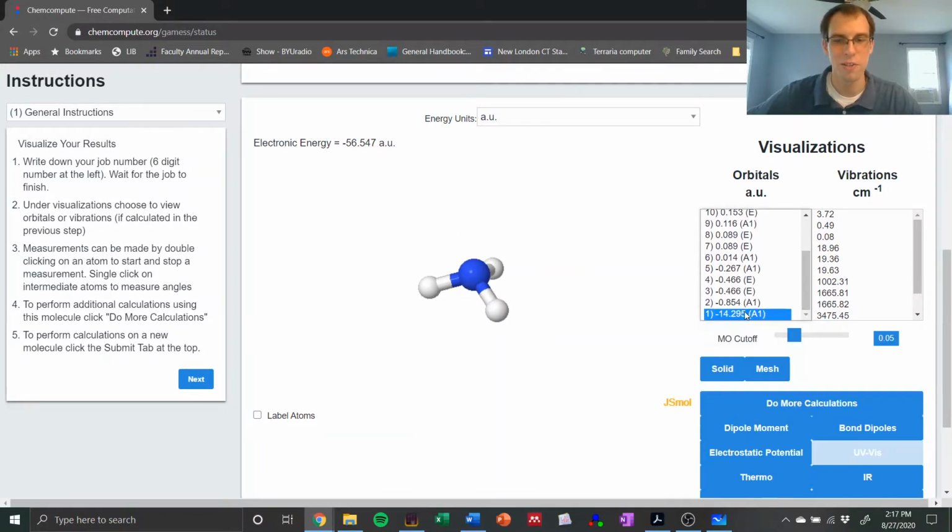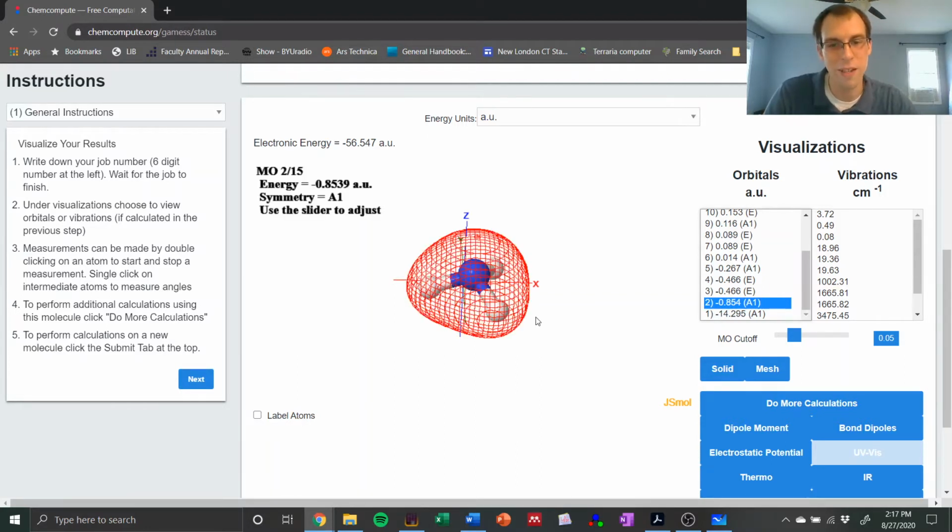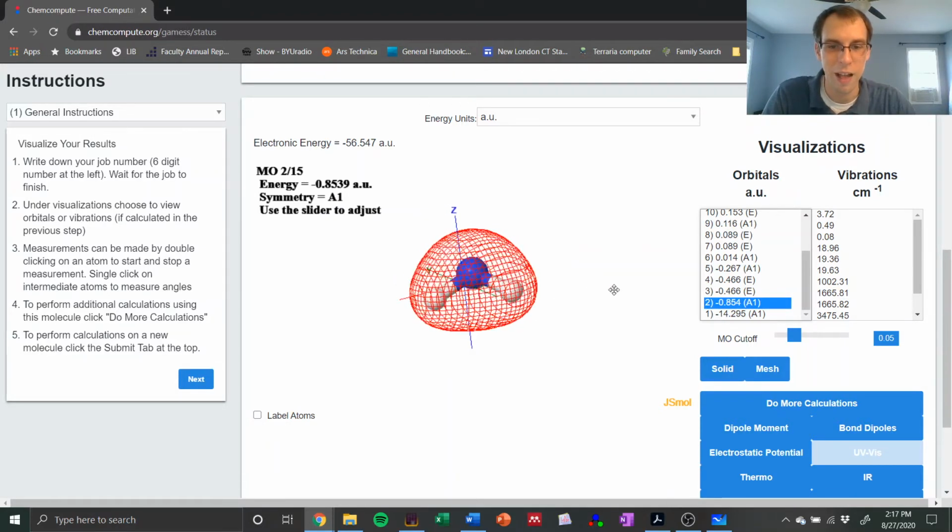Our lowest energy orbital is going to be our s orbital on our nitrogen. Once that loads, there we go. So it's our s orbital on our nitrogen. And then we're going to have various molecular orbitals that are spread throughout the molecule that relate to our different bonds. So this is all the s electrons from the hydrogen and the two s electrons from the nitrogen combining to form a bonding orbital here.